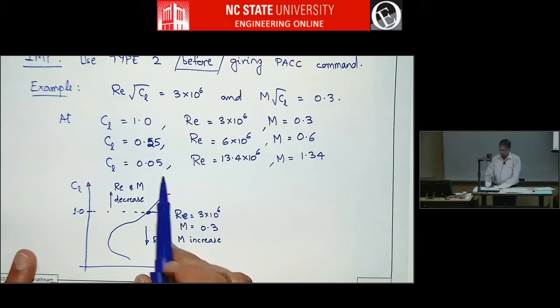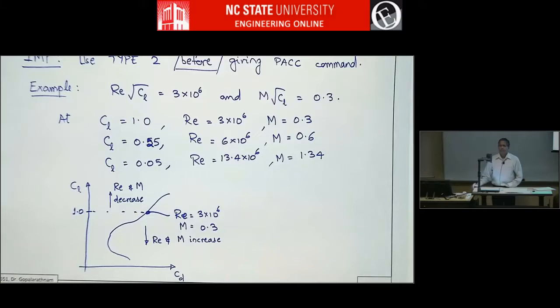So what's the deal with this? CL of 0.05, Reynolds number is 13 million and Mach number is 1.34. Somebody? I mean, you can think through that. What's going on at CL of 0.05? Very small CL, yeah. Good.